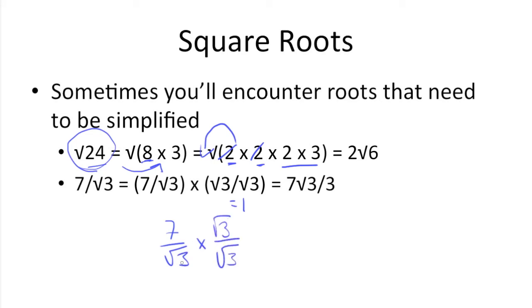So what we get is 7 over root 3 times root 3 over root 3. And now what happens is, since you have the square root of 3 times the square root of 3, that equals 3. And on top we get 7 times root 3. And that would be acceptable as an answer.